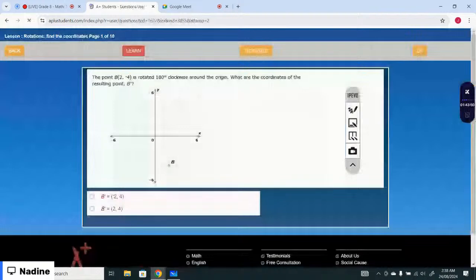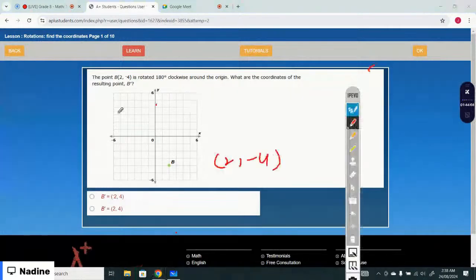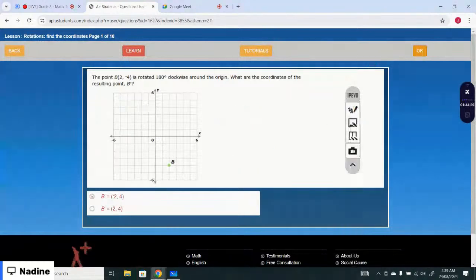Okay, the next example is the point (2, -4) is rotated 180 degrees clockwise around the origin. What are the coordinates of the resulting point B'? So here is B, right? The coordinates of B are 2 and -4. So you have to rotate 180 degrees, that is a half rotation, right? You must be here in the second quadrant, that is x equals -2 and y equals 1, 2, 3, 4. Option number 1 is the correct option. That is, the coordinates are -2 and 4.